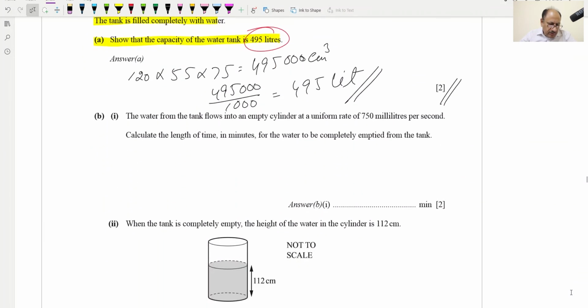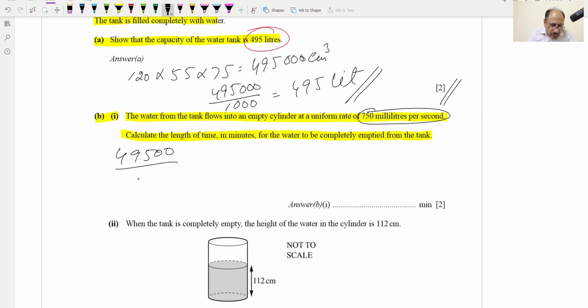Now B part, the water. B1, the water from the tank flows into an empty cylinder at a uniform rate of 750 milliliters per second. Calculate the length of time in minutes for the water to be completely emptied from the tank. So basically the volume, this rate is in milliliters per second, so in the form of milliliters we have this one.